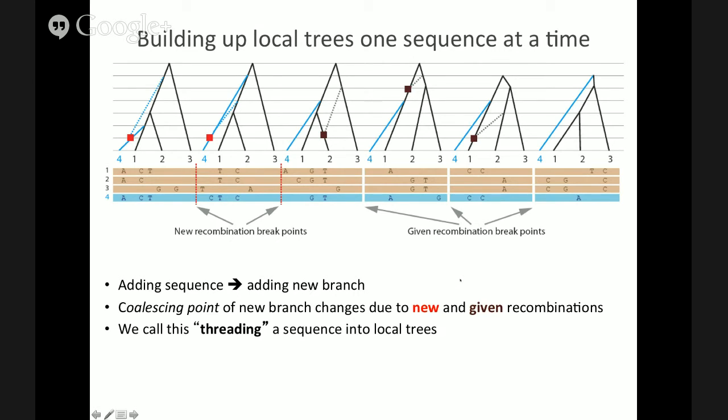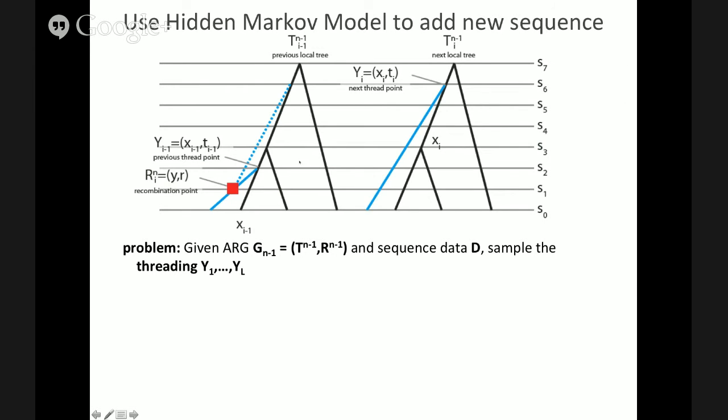So that subproblem of adding just one more branch to each local tree, we call that threading a sequence into the ARG. So how could we sample that from the posterior distribution, assuming an SMC-like generative process? First let's look at what happens within a non-recombining block. So here we have 2 sites. The given local tree in black is not changing.